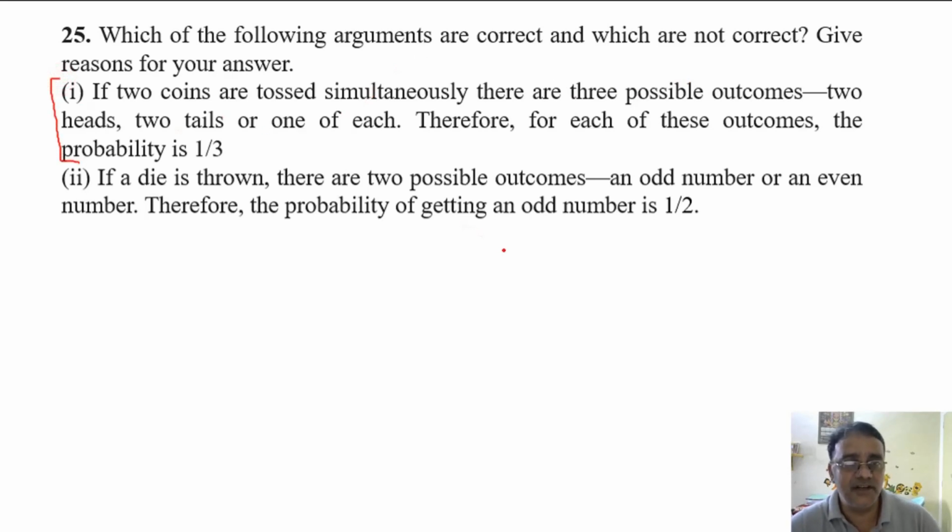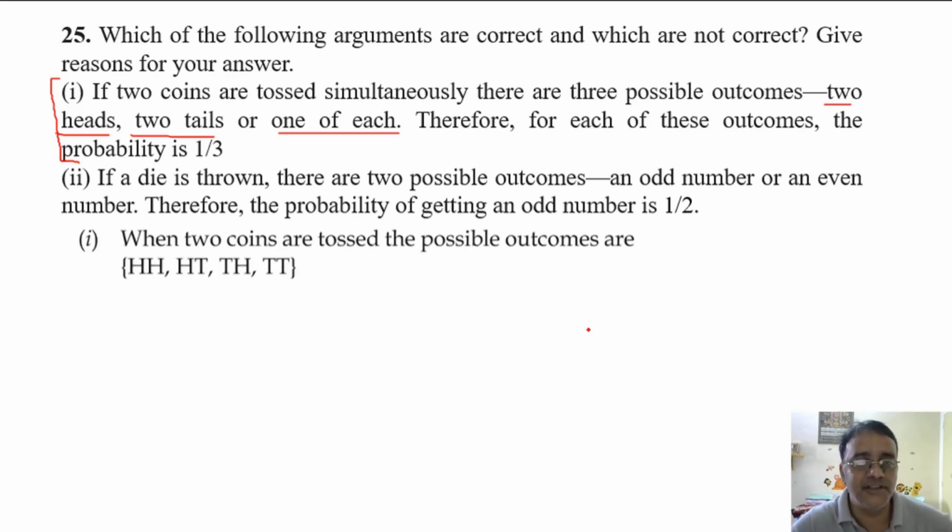If 2 coins are tossed simultaneously, there are 3 possible outcomes: 2 heads, 2 tails, or 1 of each. Therefore, for each of these outcomes, the probability is 1 by 3. Okay, that is not possible. That is a wrong argument. So we have to show that.